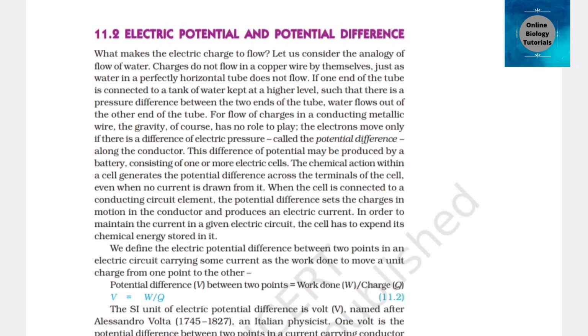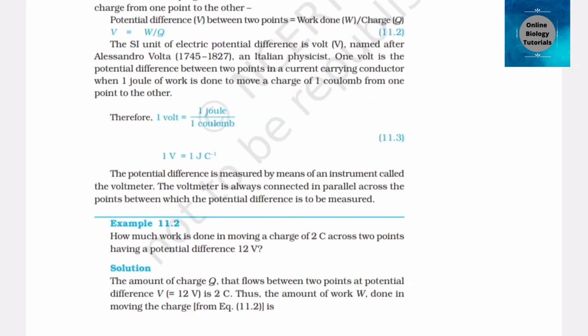The SI unit of electric potential difference is volt, V, named after Alessandro Volta, 1745 to 1827, an Italian physicist. 1 volt is the potential difference between 2 points in a current-carrying conductor when 1 joule of work is done to move a charge of 1 coulomb from one point to the other. Therefore, 1 volt equals 1 joule upon 1 coulomb. The potential difference is measured by means of an instrument called the voltmeter. The voltmeter is always connected in parallel across the points between which the potential difference is to be measured.